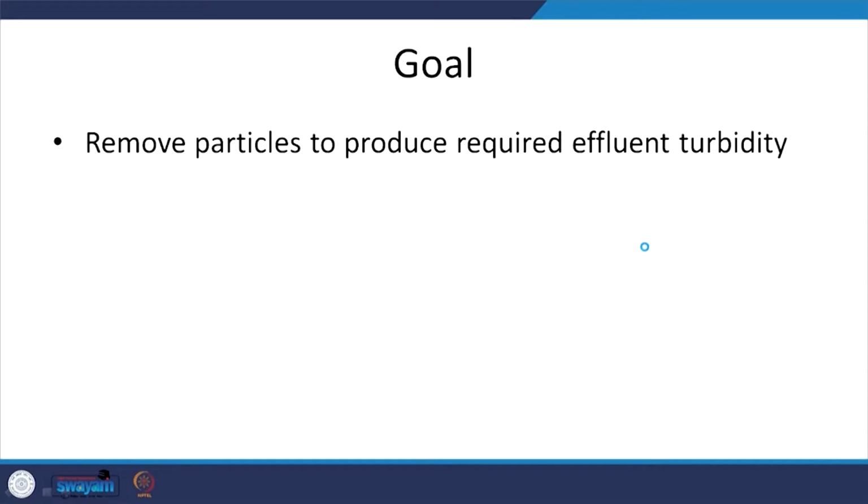Let's look at it. Again, what are we trying to do? We are trying to remove suspended particles so that the turbidity is what we want. I think turbidity was supposed to be less than 1, right? At least in Indian conditions. So let's get this done.